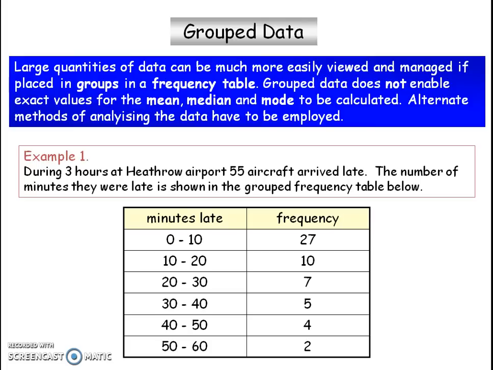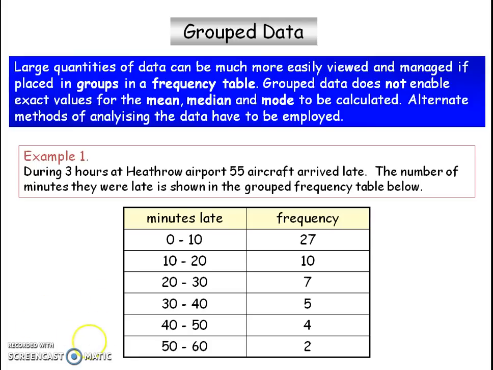So what are the methods? Let us take an example. If we have 55 aircraft arriving late within 3 hours of duration at a particular Heathrow airport, the number of minutes they were late is already given to us, and we need to analyze the data. We need to find out the mean, median and mode for this particular data set. Now this is the data which is given.